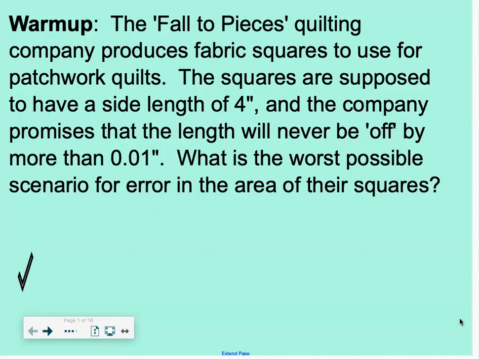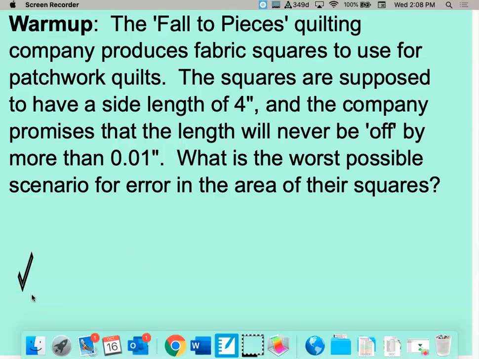All right. So the Fall to Pieces Quilting Company produces fabric squares to use for patchwork quilts. The squares are supposed to have a side length of 4 inches, and the company promises that the length will never be off by more than 0.01 inches. What is the worst possible scenario for error in the area of their squares?